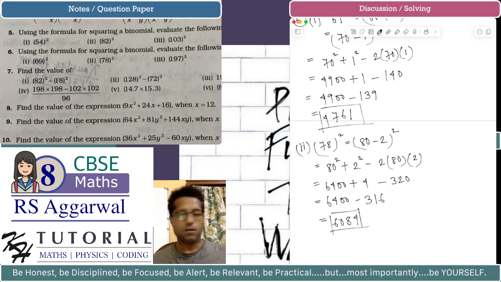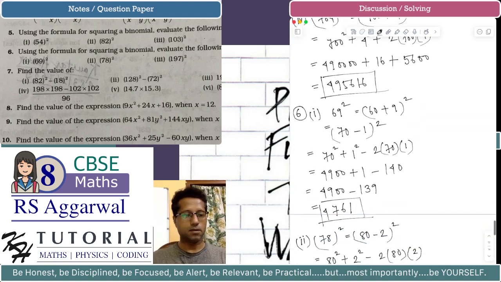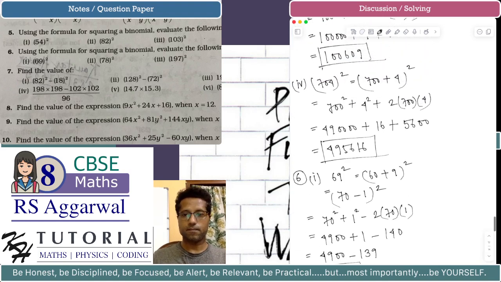Now let me quickly check if I am doing it correctly or not. I am using a calculator to check whether the answers are correct. 78 square is 6084, that is correct, and 69 multiplied by 69 is 4761, that is also correct, and 704 multiplied by 704 is equal to 495616. Okay, correct.